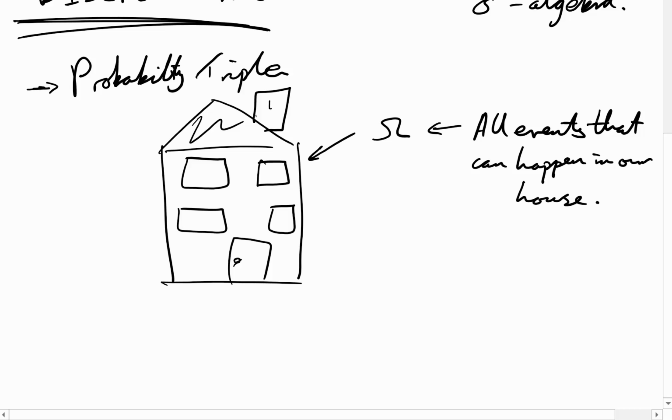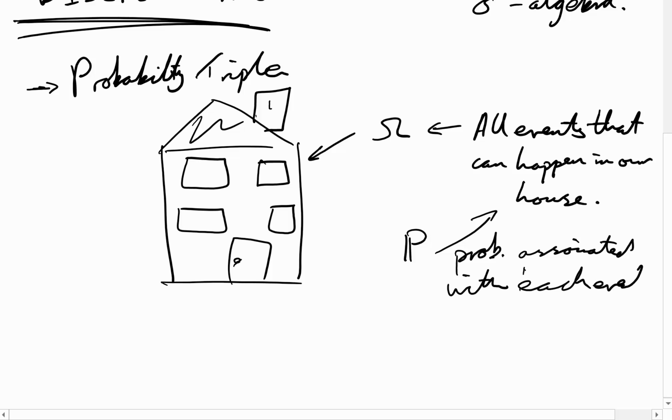Each event which happens in that house will have a probability associated with it. So I'm going to call that P. That's the probability that is associated with each event happening.